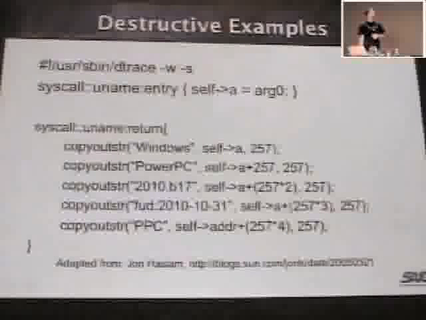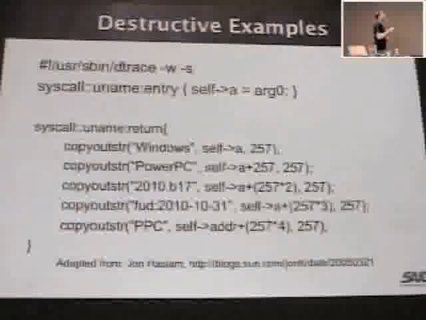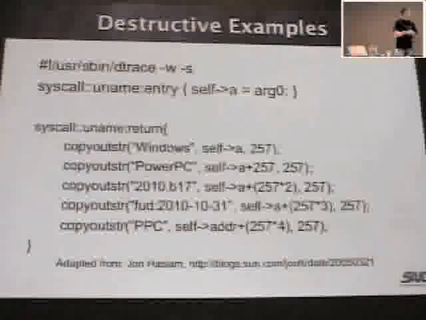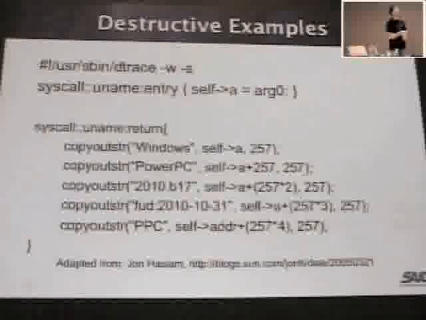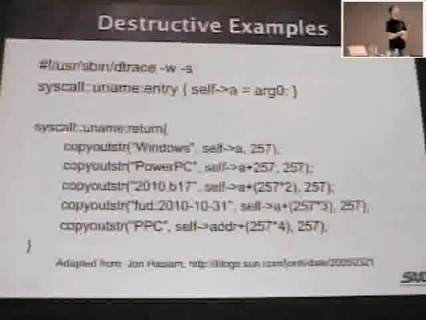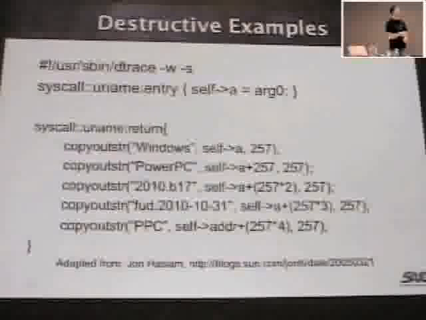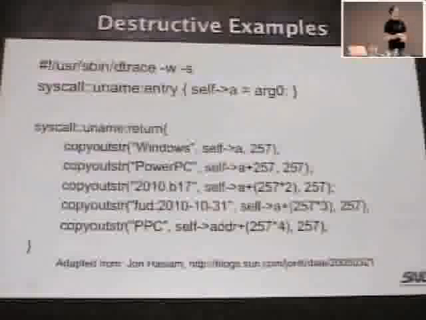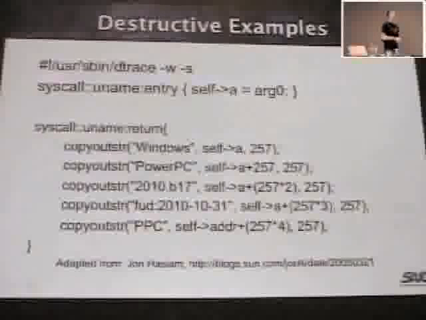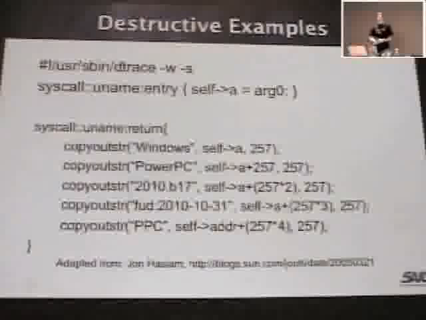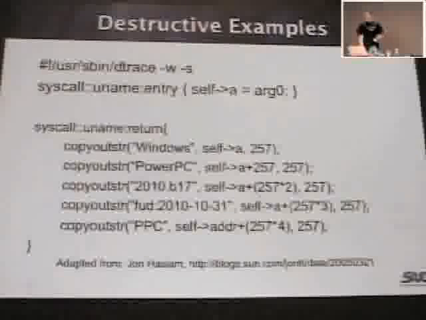Here's another example of a destructive action, right? Here, we're hooking the entry point. We record where we are, where the argument is that will be returned. Then we hook the return point for uname, the system call, which is supposed to return the system's kernel information. And then we can modify it how we want, right? So we've got Windows running on a PowerPC, 2010, et cetera. So anytime any application then calls the uname syscall, that's what it's going to get back.